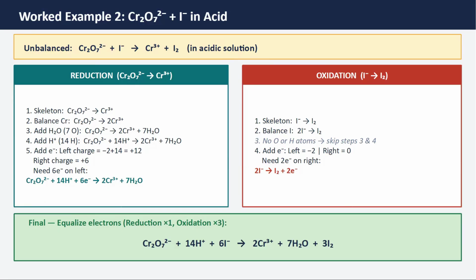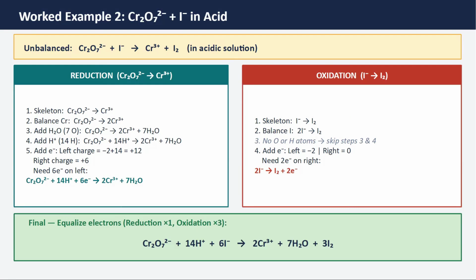Now to balance oxygen, on the reactant side there are 7 oxygen atoms, so we add 7 water molecules to balance oxygen. Now the fourth step: 7 water molecules give us 14 hydrogen atoms, so to balance that, we add 14 protons on the reactant side. Now there are 14 hydrogen on the reactant side and 14 hydrogen on the product side.